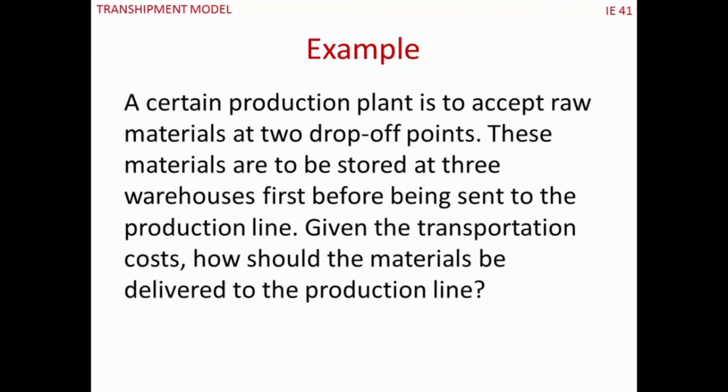Consider the following example. A certain production plant is to accept raw materials at 2 drop-off points. These materials are to be stored at 3 warehouses first before being sent to the production line. Given the transportation costs, how should the materials be delivered to the production line?